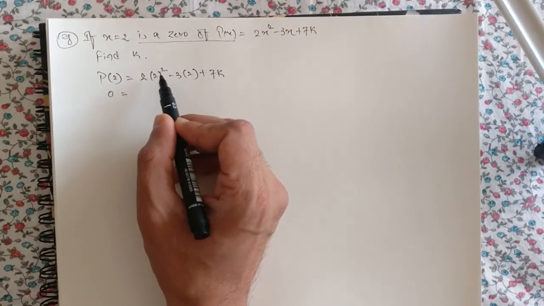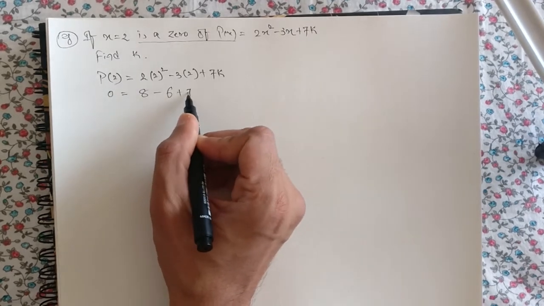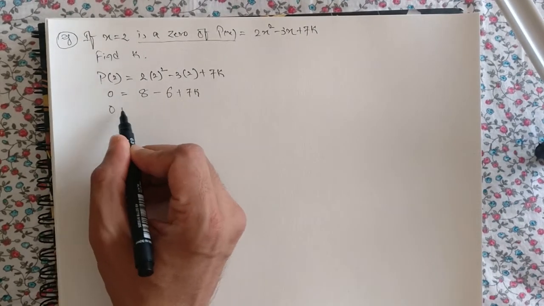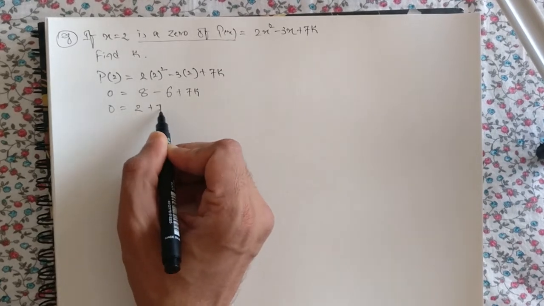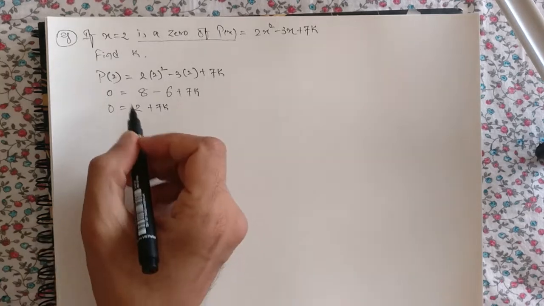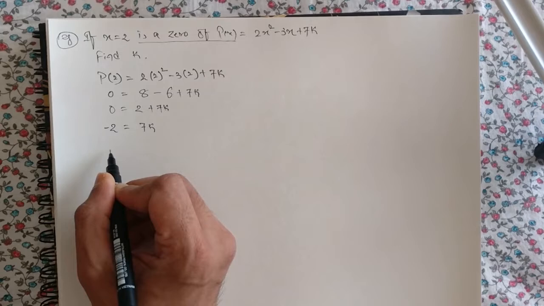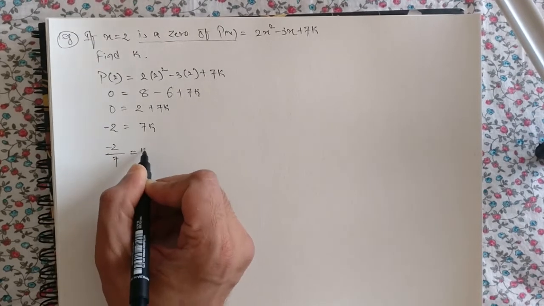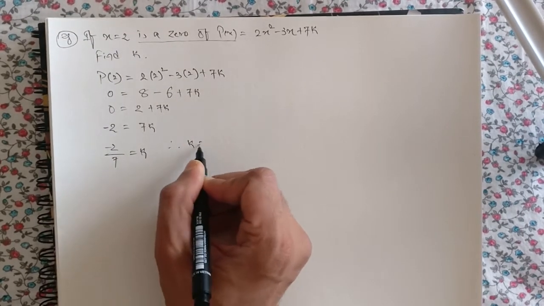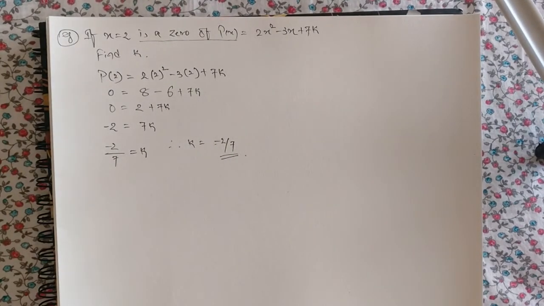So 2 square is 4, 4 2s are 8, minus 3 2s are 6, plus 7k. So 0 is equal to 8 minus 6 is 2. Now 2 gets shifted over, minus 2 is equal to 7k. 7 gets shifted over here. Therefore k is equal to minus 2 by 7. So if x is equal to 2 is a 0, the value of k is minus 2 by 7.